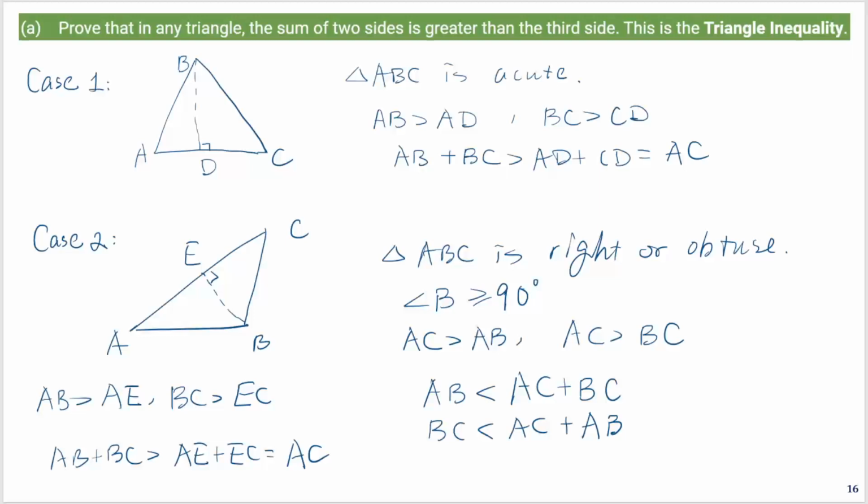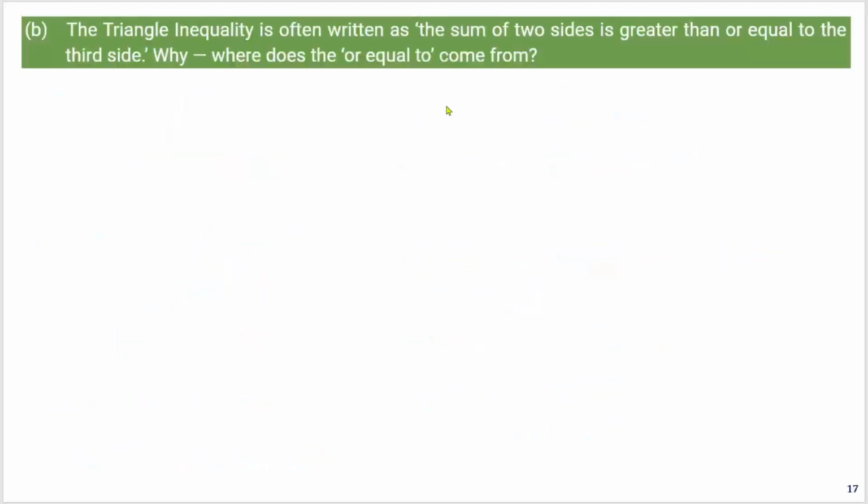Okay, now answer the second question. Where does the "or equal to" come from? We have seen above that if A, B, and C are not collinear, then there cannot be equality, right? However, when A, B, and C are collinear, such that B is between A and C, then we have AB plus BC equals AC.